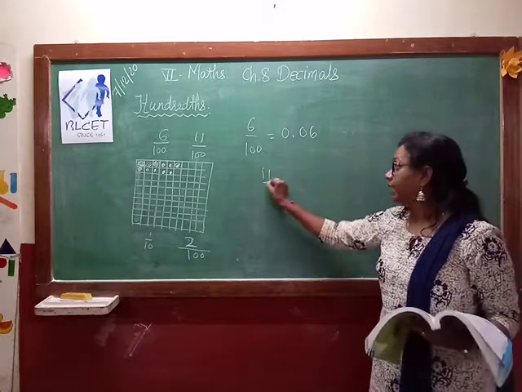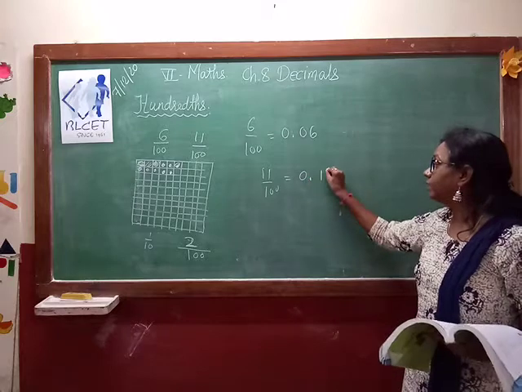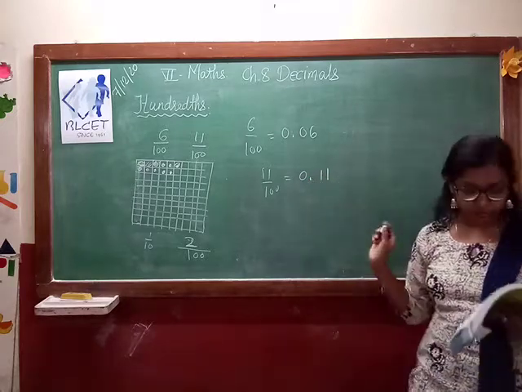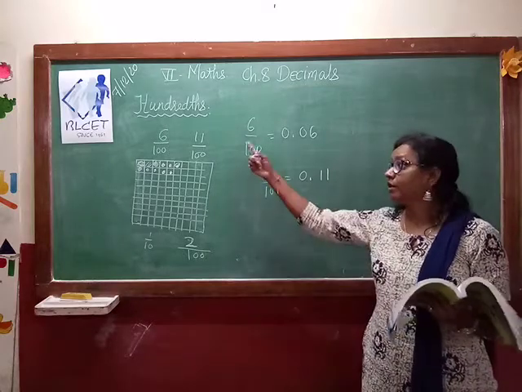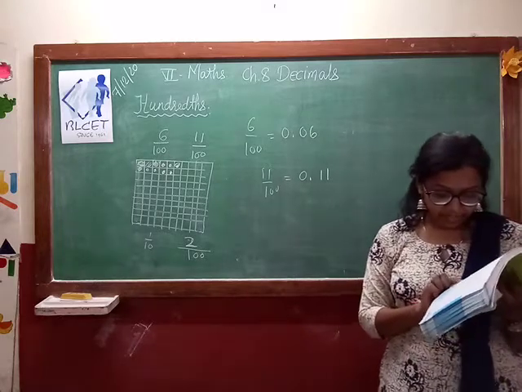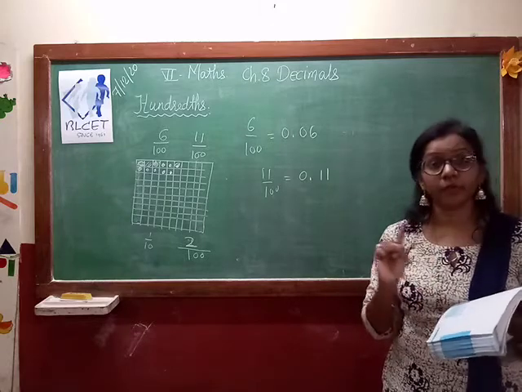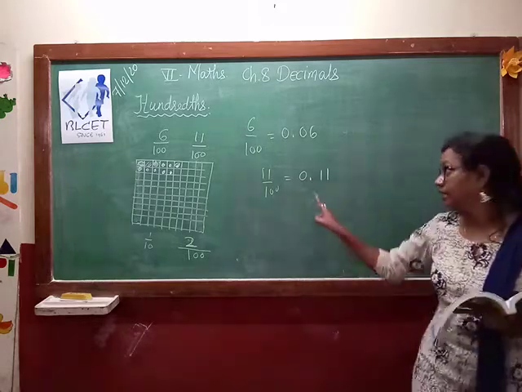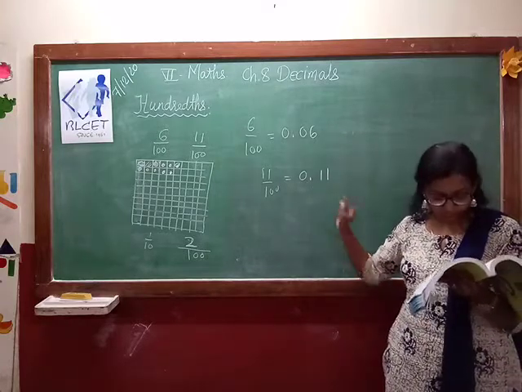If you write 11 by 100, how will you represent it in decimal? 0.11. After the decimal, 2 digits should be there. This way we can write and read the decimal for hundredths. Then 15 squares, 15 by 100, how will you write? 0.15. Don't read it as point fifteen wrongly; 0.11 is not eleven, it is zero point one one.